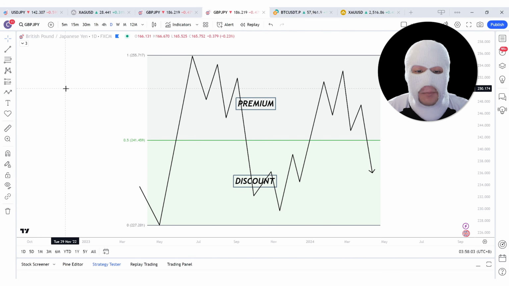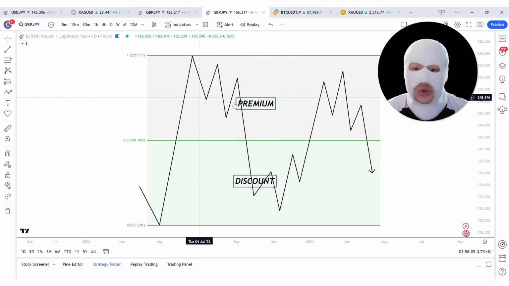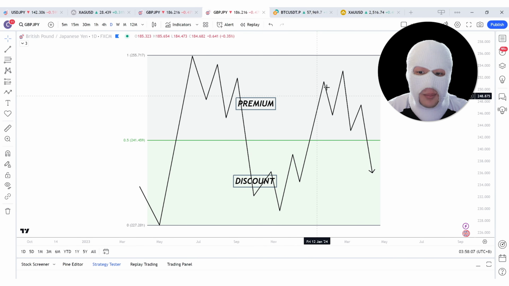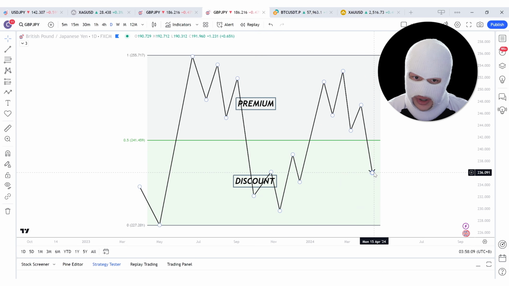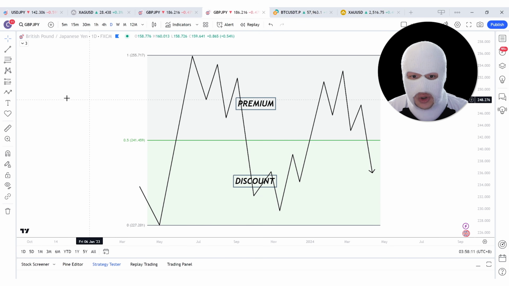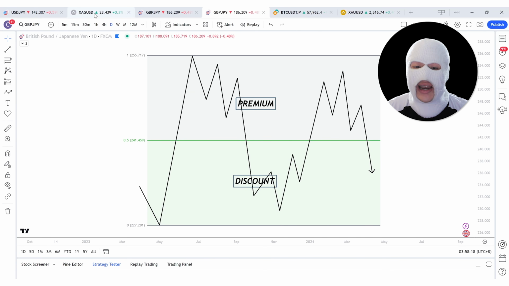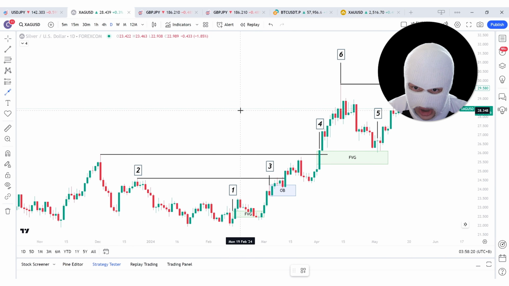Why? Because price always moves from premium to discount, back to premium, and back to discount, and so on and so forth. And so as traders, our job is to figure out which PD array is going to move next. Now let me explain. Let's take a look at this in action on the silver chart.